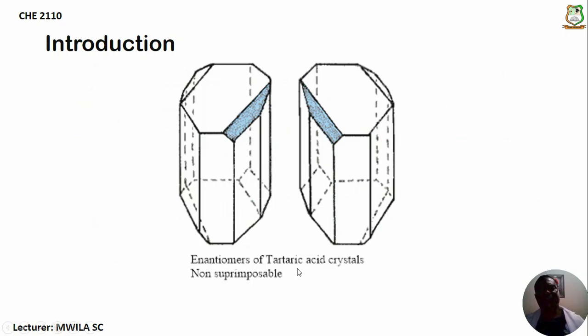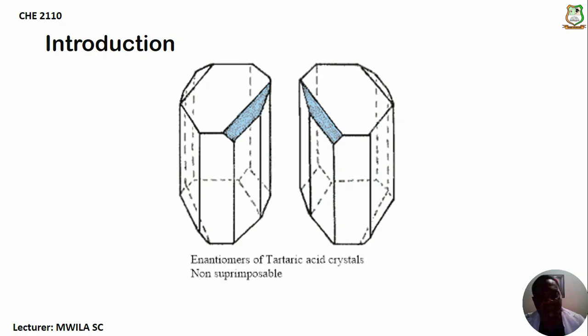These are enantiomers of tartaric acid crystals. As we proceed, we shall get to know enantiomers very well. We shall define this one very well. But one thing we have to appreciate on these molecules that we are given here is that they are mirror images of each other. So one is oriented to the right, then the other one is oriented to the left. All this comes as a result of optical activity.